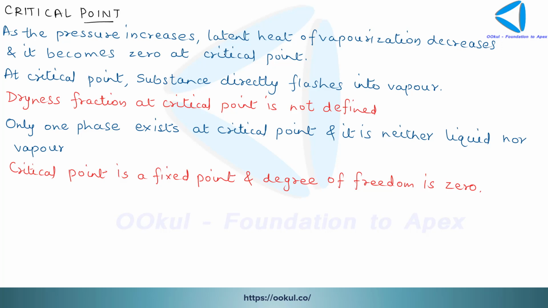It says as the pressure increases, latent heat of vaporization decreases and it becomes zero at the critical point. At the critical point, the substance directly flashes into vapor. That means the conversion of liquid into vapor does not take place gradually, but directly flashes. So the dryness fraction at the critical point is not defined. Please remember this. Then only one phase exists at the critical point and it is neither liquid nor vapor. So the critical point is a fixed point and degree of freedom is equal to 0.